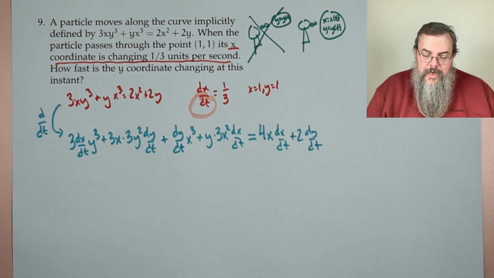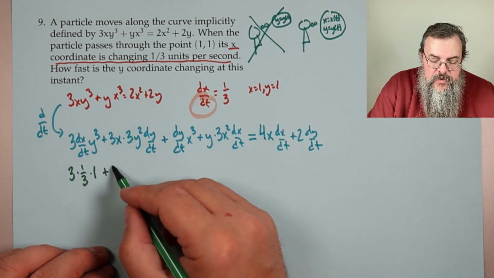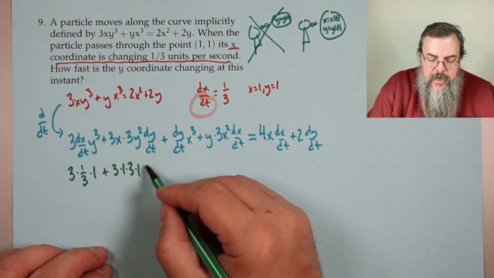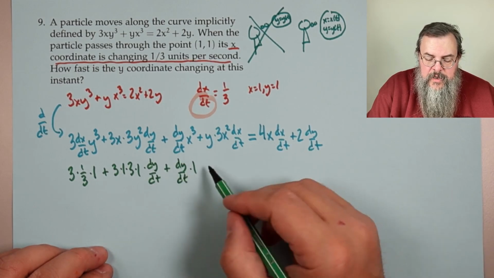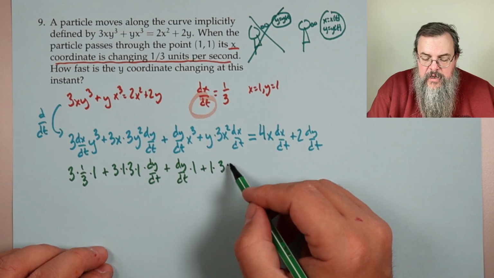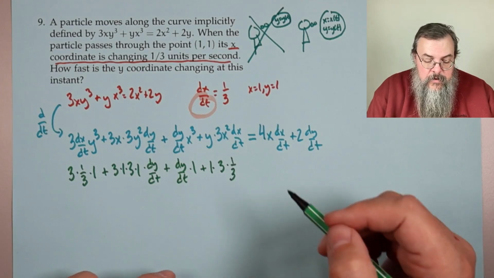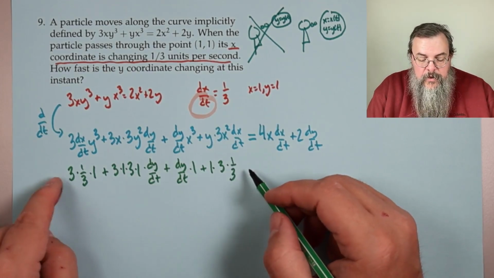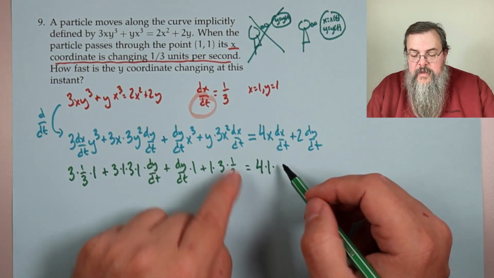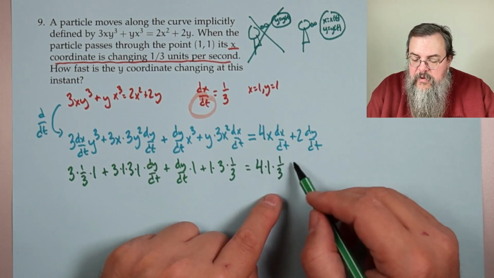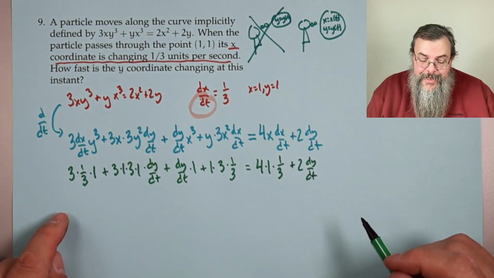So we say, okay, we get 3 times a third times 1 plus 3 times 1 times 3 times 1 times something we don't know plus something we don't know times 1 plus 1 times 3 times dx dt, which is a third. All right, that's good news for us. Good insofar as we get lots of 3's canceling, is equal to 4 times 1 times dx dt, 1/3. That's not going to cancel, but that's okay. Plus 2 dy dt.